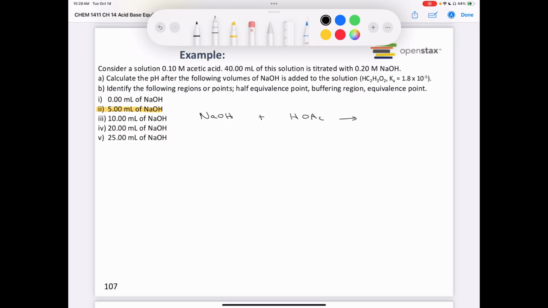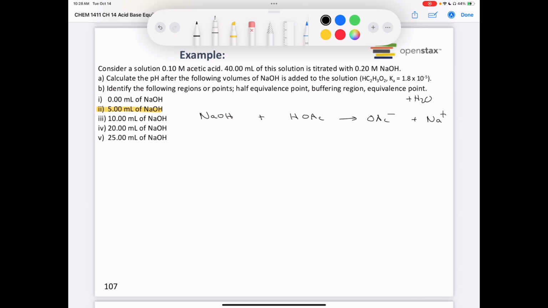And when they react, we're going to end up with a sodium ion and an acetate ion. The acetate ion is really the only one we need to be concerned with because sodium is not going to affect the pH. And of course, you're also going to end up with water. I'm kind of running out of space here, but you're also going to end up with water, and that's not going to be pertinent for our equilibrium.